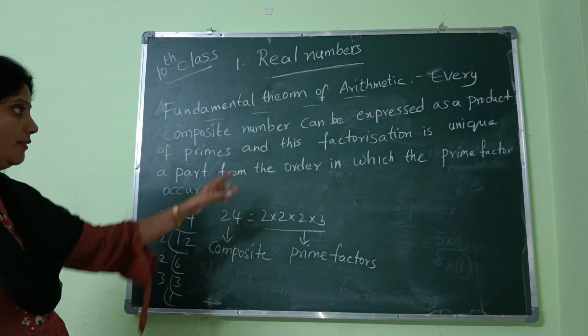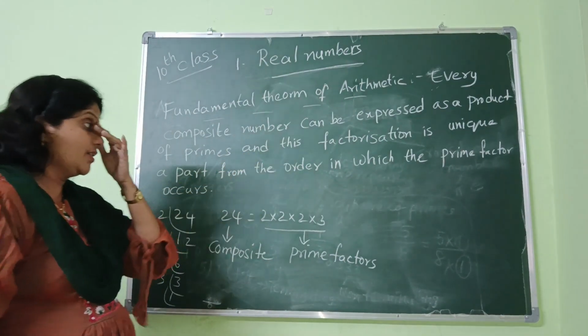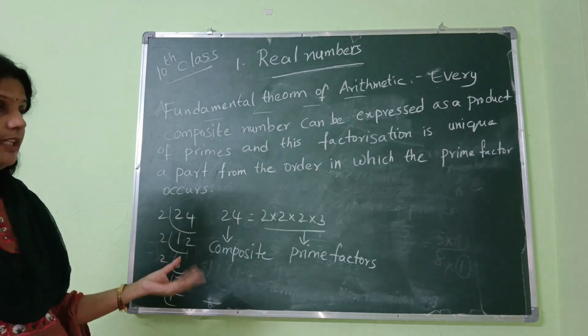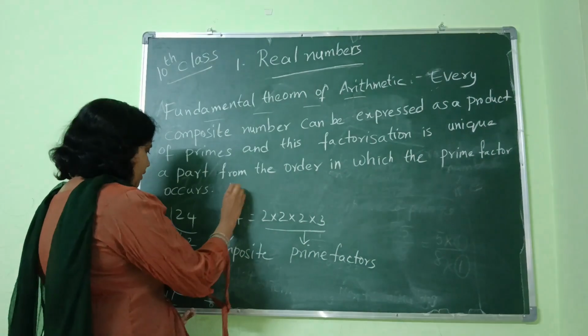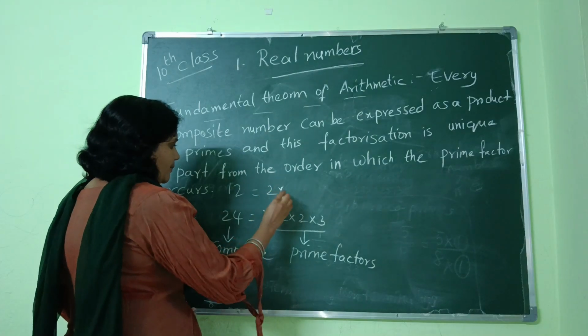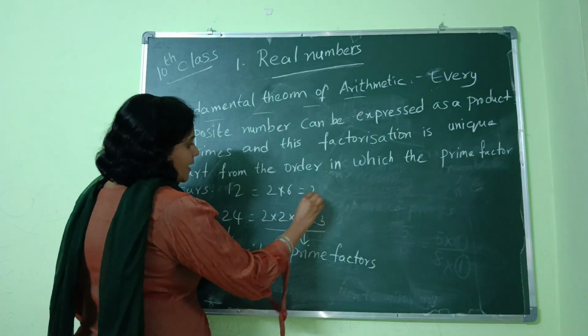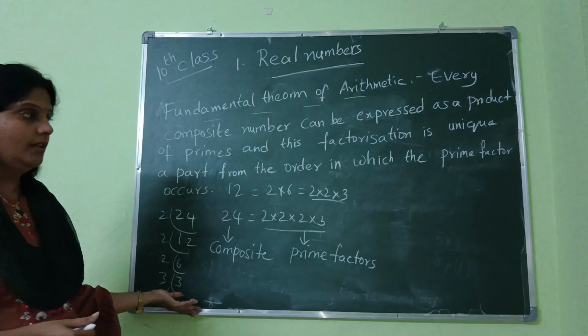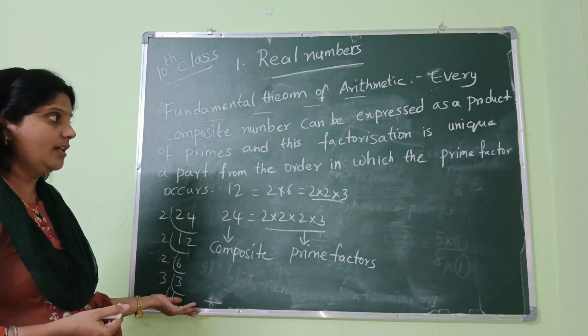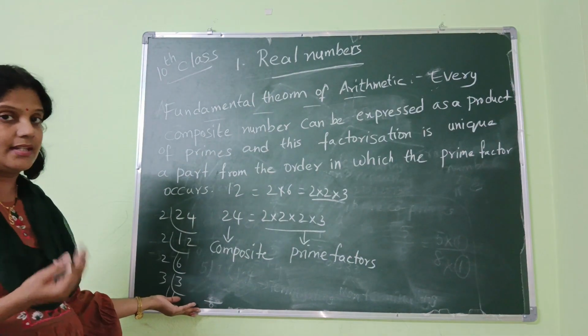And here what the definition is telling is that this factorization is unique. For every number, the factorization will definitely be unique. For example, take 12. What will we get? 2 into 6. Again we can write that as 2 into 2 into 3. Are both factorizations unique? No, both factorizations are not different. Every factorization is unique.